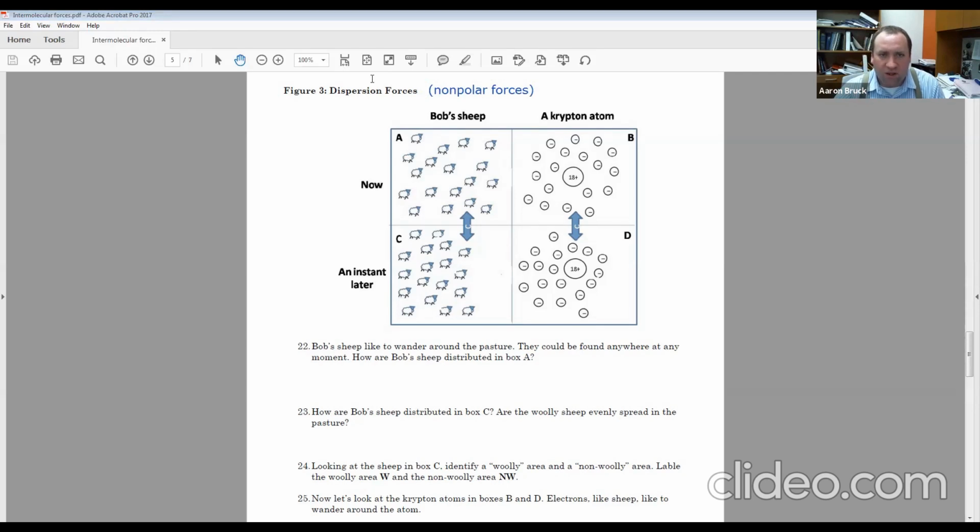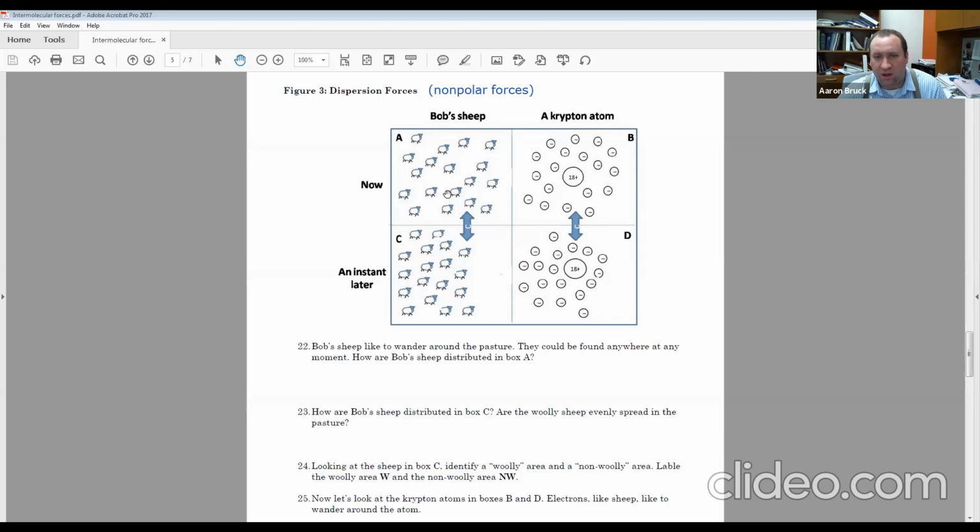And for this, we're going to use an analogy. We're going to use Bob's sheep here. And we're going to compare Bob's sheep in the pasture to the electrons surrounding an atom of krypton. And so in this analogy, we know that Bob's sheep like to wander around the pasture. They can be found anywhere at any time.